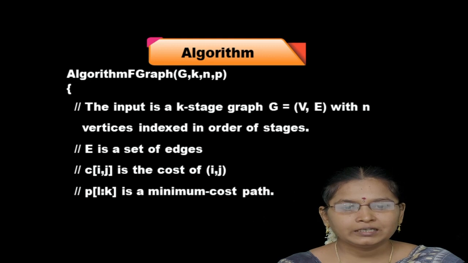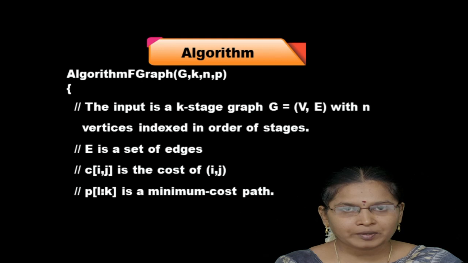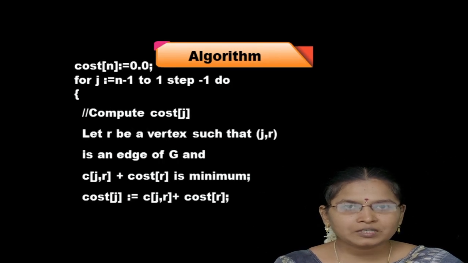This is the algorithm for the multi-stage graph problem. There are 4 inputs, graph G, and K represents the number of stages, N represents the number of vertices, and P represents the minimum cost path. First we have to initialize the cost of N as 0. Next start the for loop J equal to N minus 1 to 1. We have to decrement the value in each step.